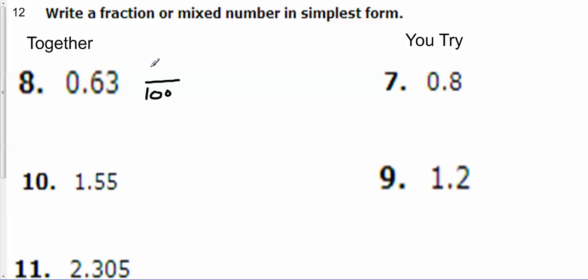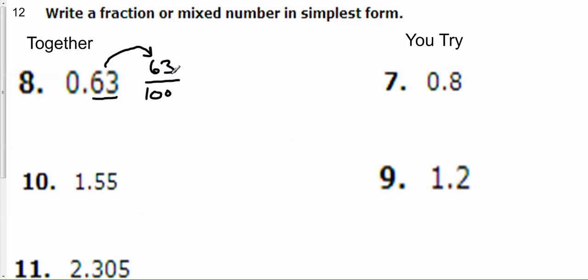Then I take the 63 and I make it my numerator. Nope. Erase that. My numerator is 63. So this number becomes my numerator. How many digits are to the right of the decimal point? 1, 2. That's how many zeros there are. So 63 hundredths. Now here's the hard part.